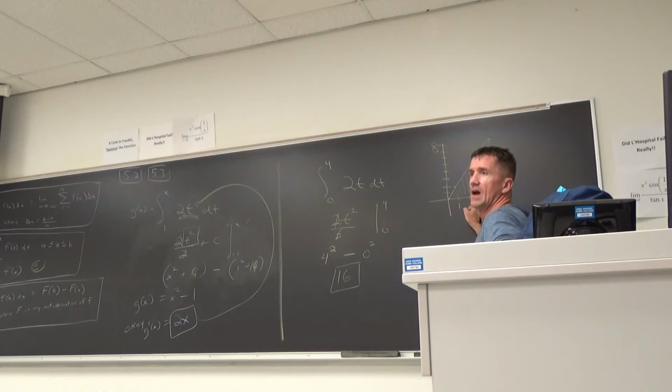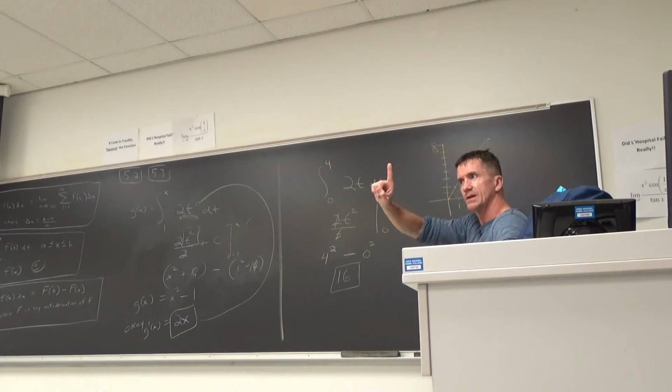What's the area of that triangle? Half base times height. So base is 4, height is? 8. And then what's half of base 4 times height 8? 16. Isn't that cool?